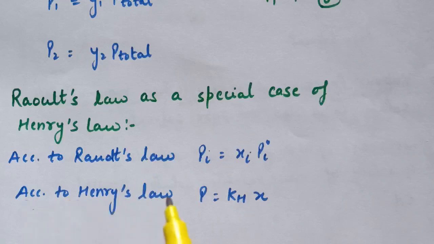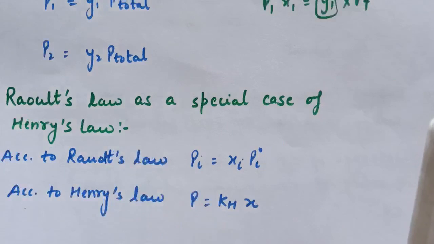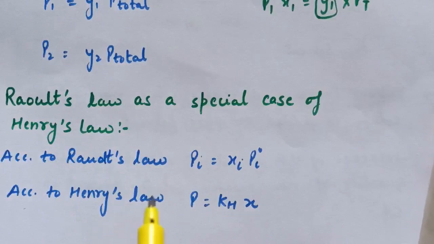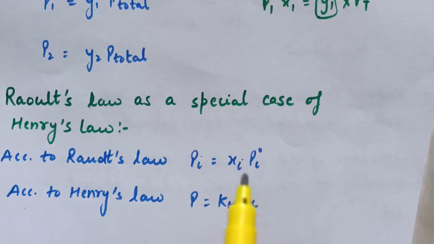Now according to Henry's law, P is equal to Kh into X, where Kh is Henry's constant, X is mole fraction and P is partial vapor pressure. Now if we compare these two equations of Raoult's law and Henry's law, then it can be seen that the partial pressure of a volatile component or gas is directly proportional to its mole fraction. Only the difference is in the proportionality constant: in Raoult's law the proportionality constant is P naught and in case of Henry's law the proportionality constant is Kh.